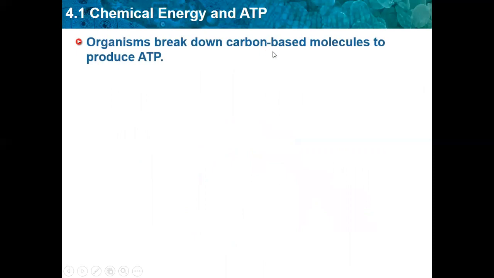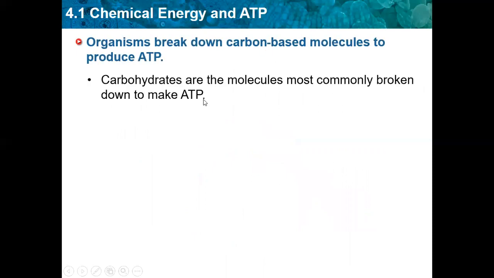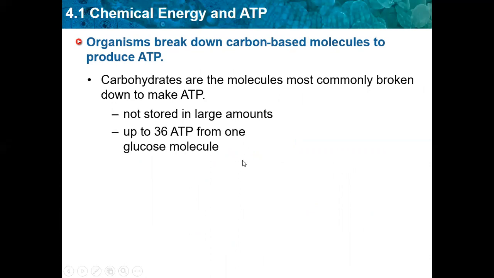So organisms break down carbon-based molecules to produce ATP. What do they mean? Carbohydrates are the molecules most commonly broken down to make ATP. Why? Because they are not stored in large amounts. They have up to 36 ATP from 1 glucose molecule. What does that mean? One glucose molecule will be equal to 36 ATP molecules.